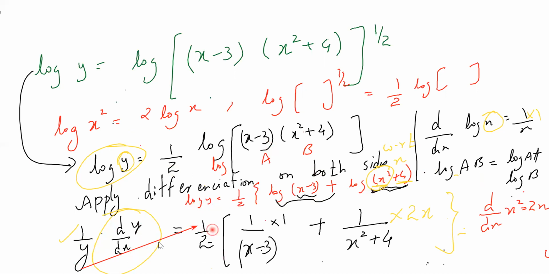Correct? It is equal to half of log of... what is the differentiation of log x? 1 by x. Log of x minus 3 differentiation is what? 1 by x minus 3. X differentiation is what? 1 plus 1 by x square plus 4. X square differentiation is what? 2x. That's all. Correct? dy by dx we have to find out.